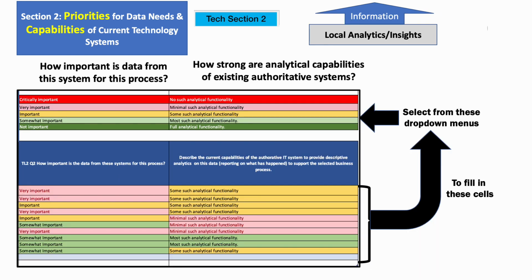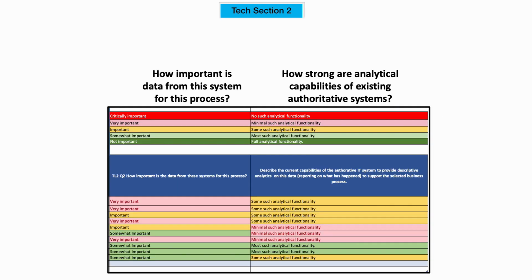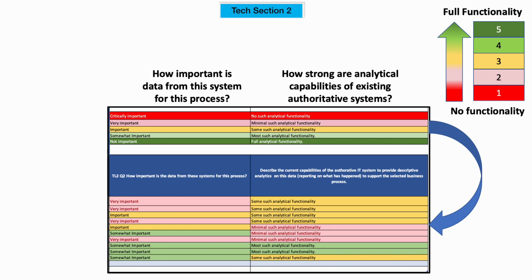Answers for each cell are selected from the drop-down menus. Colors and numbers are assigned to different answers from the drop-down menus. When a question is related to a capability, such as the one on the right side above, numbers and colors indicate the level of maturity. In this case, green color, or level 5, means that an authoritative system has full analytical capability. Red color means maturity level 1 and indicates no capability or very poor capability.